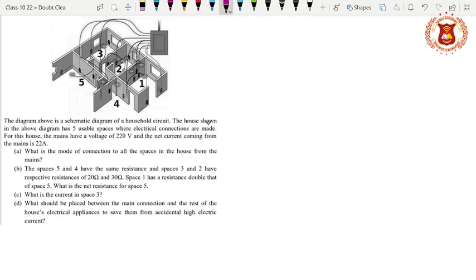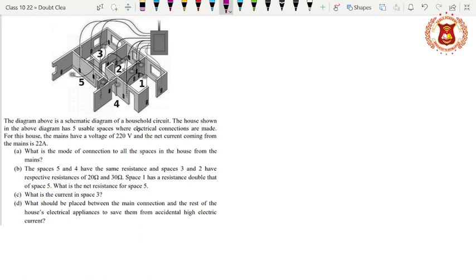Hello everyone. This is another important problem for exam purpose. This is a case study question from a model paper. In this problem, it looks like a very complex network of circuits, but it's actually a very simple problem if you know parallel connection.